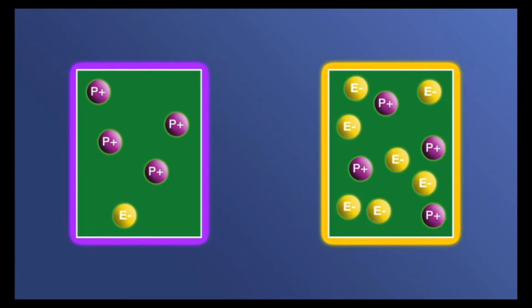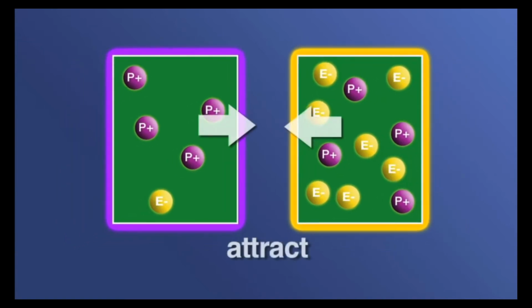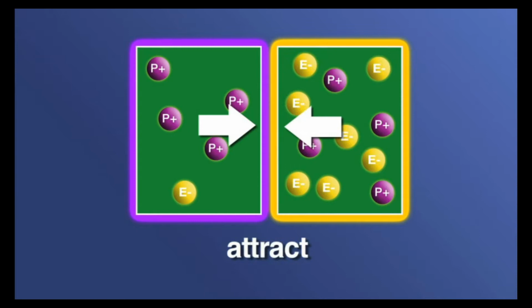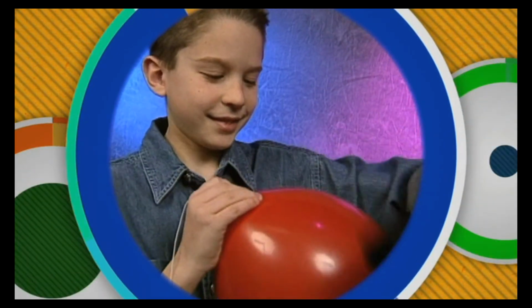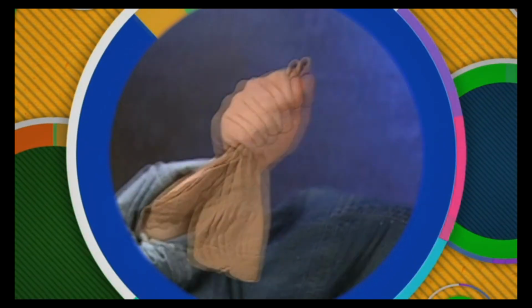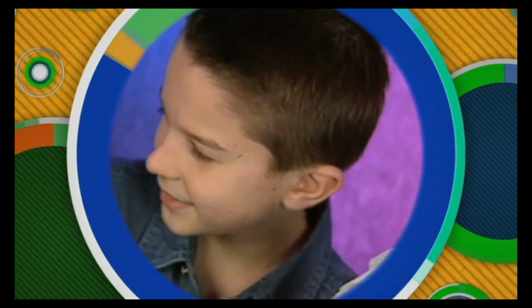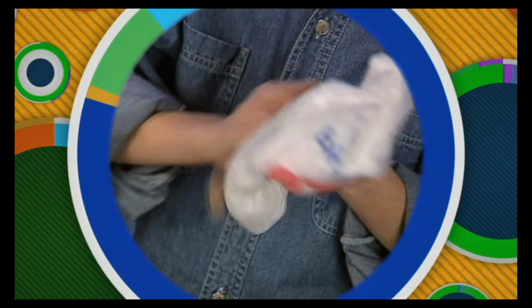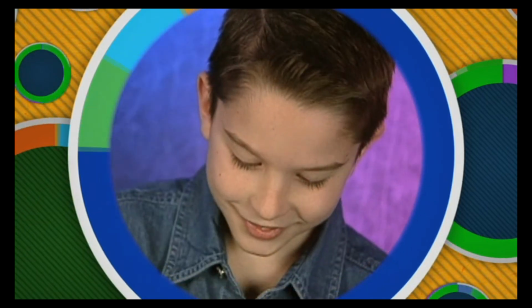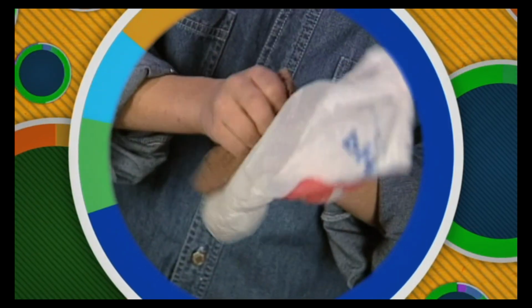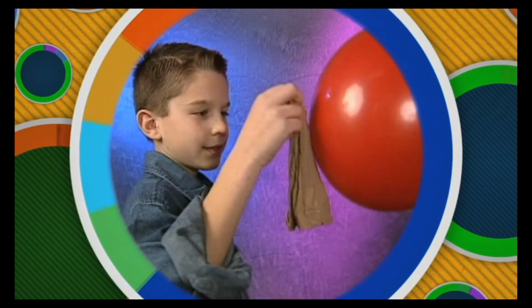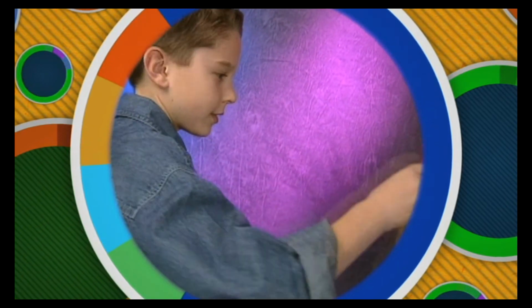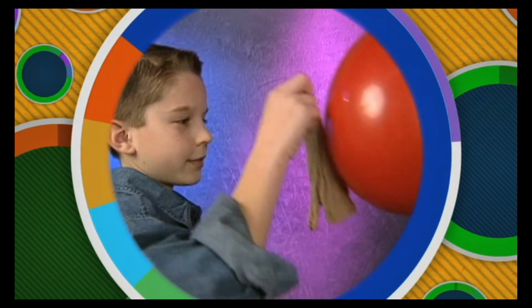On the other hand, opposite charges, positive and negative, attract. Here's an example. By rubbing the balloon with wool, the balloon has a negative charge. Next, we're going to positively charge a piece of nylon. To do this, we'll rub the nylon with a plastic bag. Plastic doesn't give up electrons easily. However, it will take on electrons and leave the nylon positively charged. When the positive nylon strip is placed near the negatively charged balloon, they attract each other.